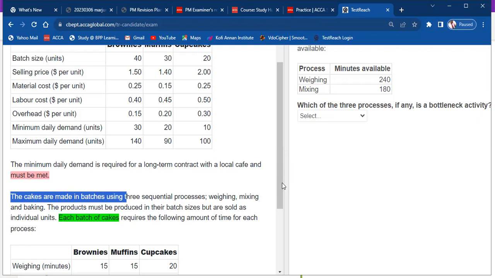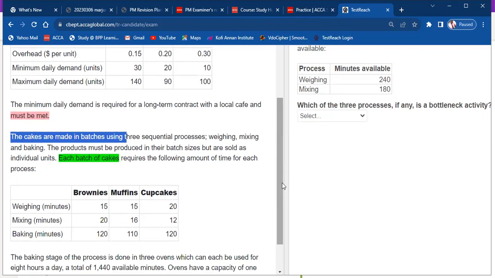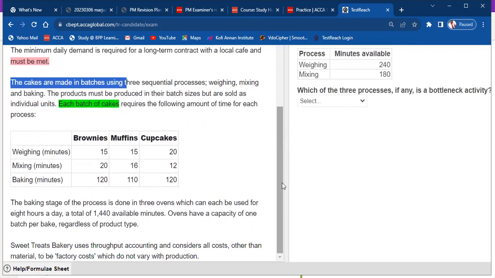Now, they must be produced in their batch sizes. Then it goes on somewhere to tell you that ovens have a capacity of 1 batch per bake. So you can only produce a batch. You can't produce half a batch. You can't produce a quarter of a batch. You can't produce 1/3 of a batch. You can only produce a whole batch. So 3.5 batches is actually 4 batches.